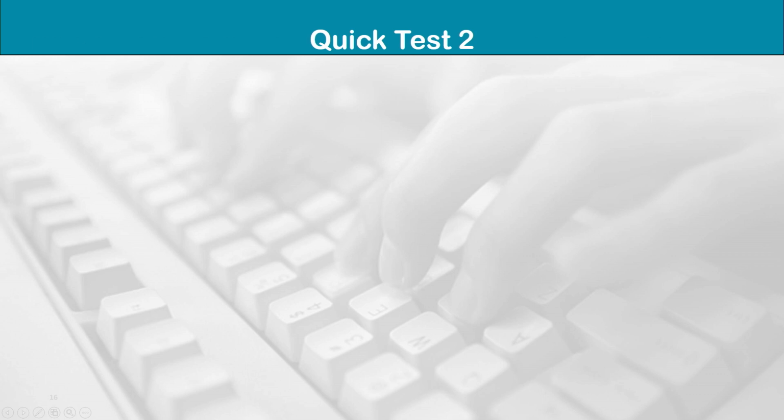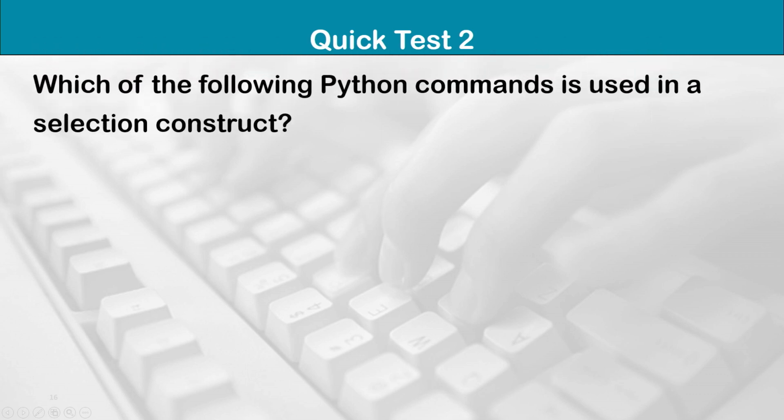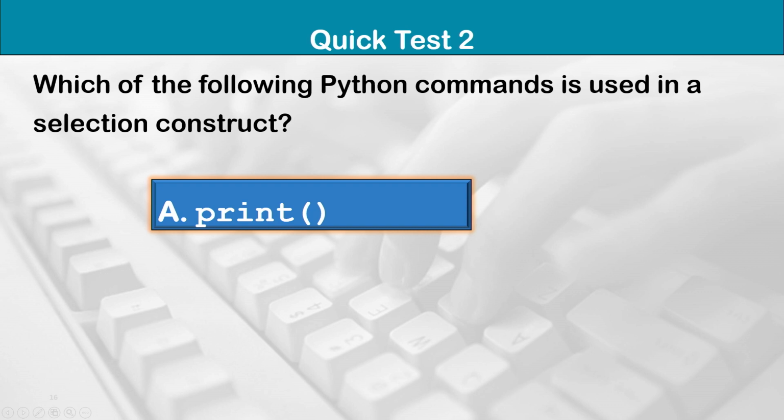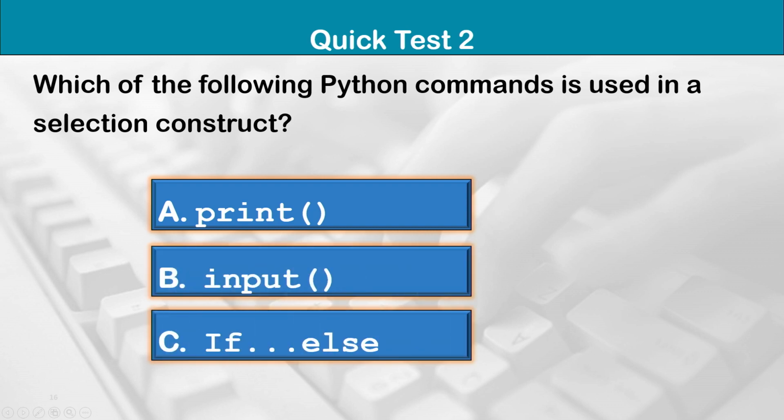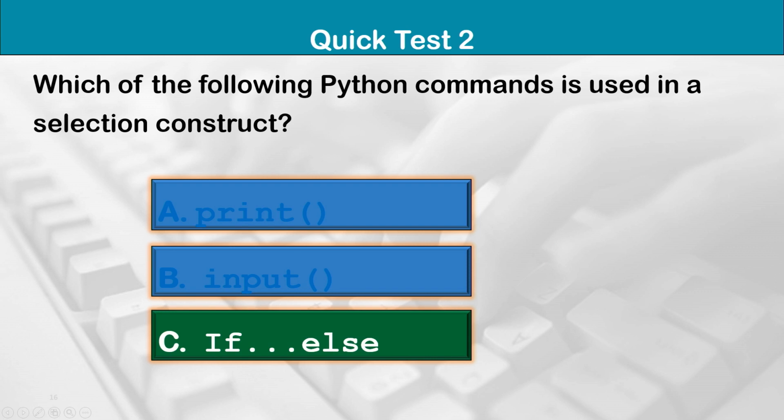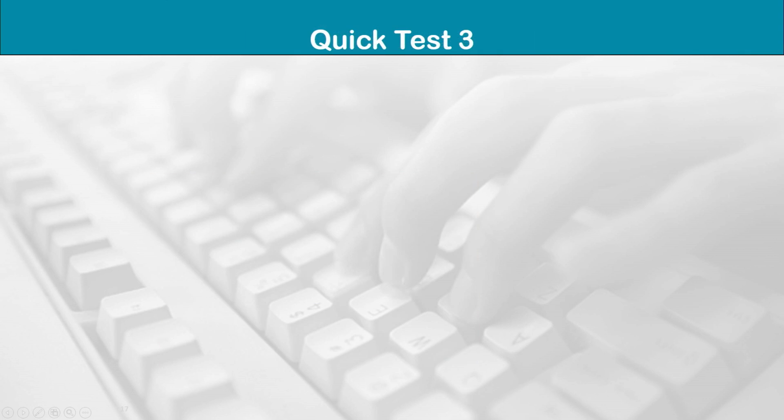Question 2. Which of the following Python commands is used in a selection construct? A. Print, B. Input, or C. If else. The correct answer is option C. If else is used in a selection construct. Next question.